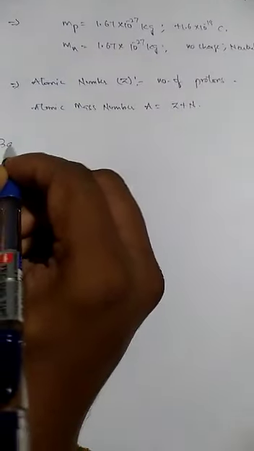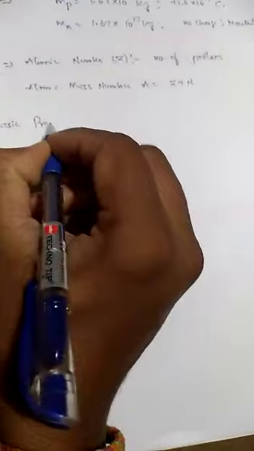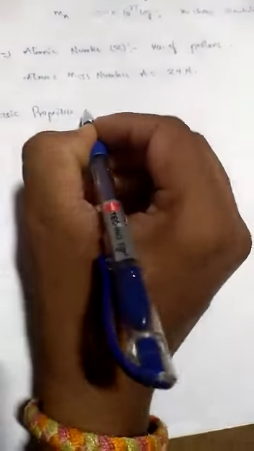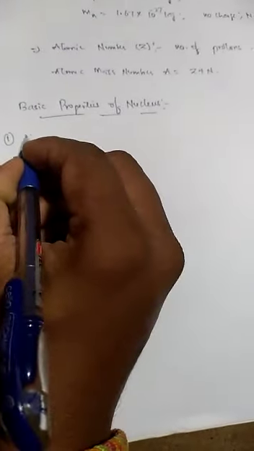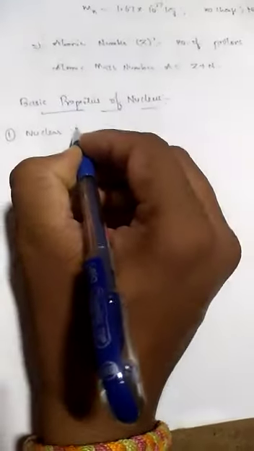Okay, so now we are discussing the basic properties of the nucleus. Here the nucleus mainly depends upon some factors, that is nuclear mass, spin, density and radius. Now we are going to discuss them one by one in detail. So the first one is nuclear mass.